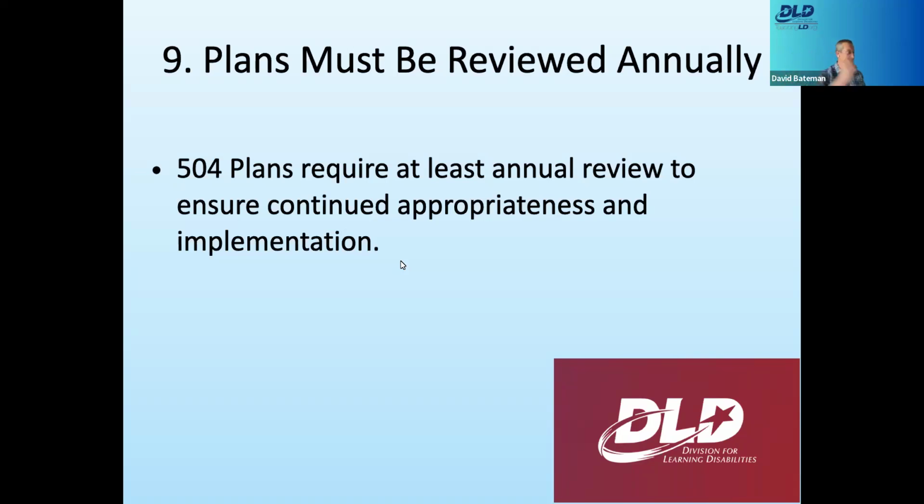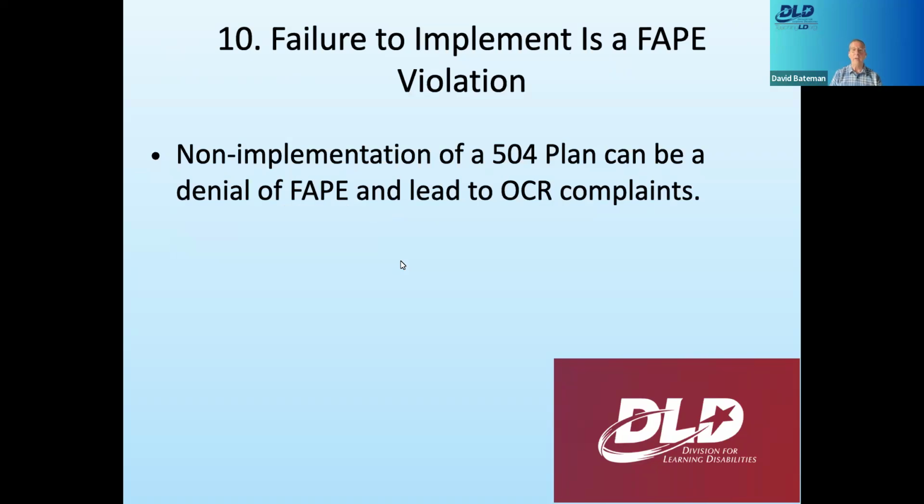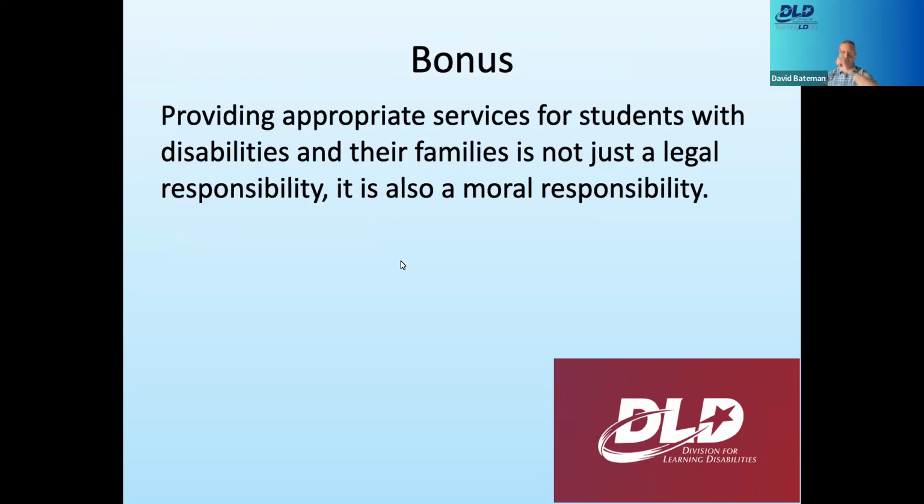Whenever there's something going on, the kid is missing school or there's problems, just make sure you do check this annually, and at least at all natural transition points. Failure to implement is a FAPE violation. We have an obligation to implement FAPE for these kids and help them as much as we can as a part of this.